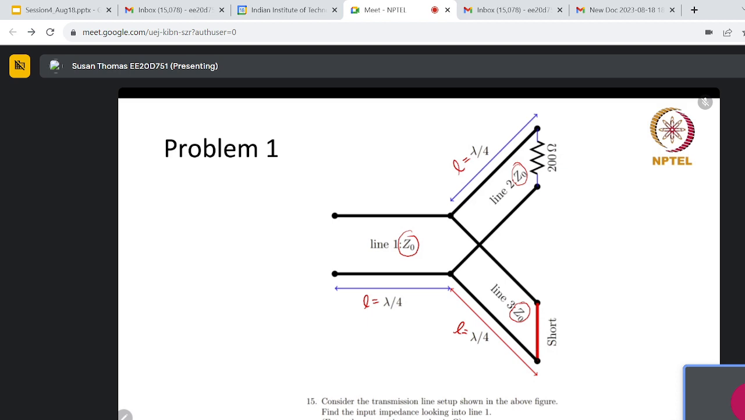Now, the question is: consider the transmission line setup shown in the above figure. Find the input impedance looking into line 1. Can you find this? You have basically three different lines, all with the same characteristic impedance. From the figure, it is clear how they are connected. Can you tell how line 2 and line 3 are connected, are they parallel lines?